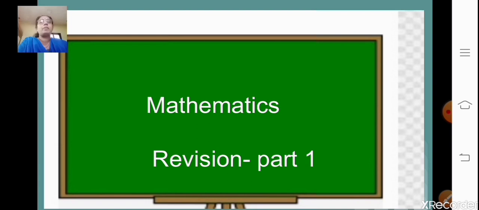Now children, we have already finished chapter 1, and in chapter 2 we have finished two basic operations, that is addition and subtraction. Now for your exam you'll be having chapter 1 and chapter 2 exercise 2.1 and 2.2, correct? So today we'll be doing revision. I will take a quick recap of whatever we have learned till now. So today we'll be doing chapter 1.